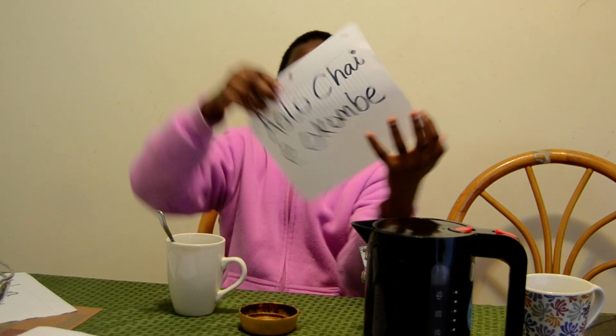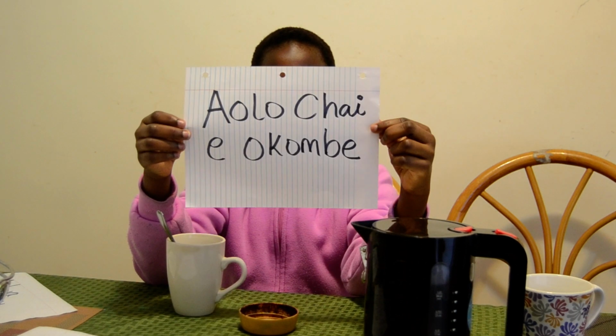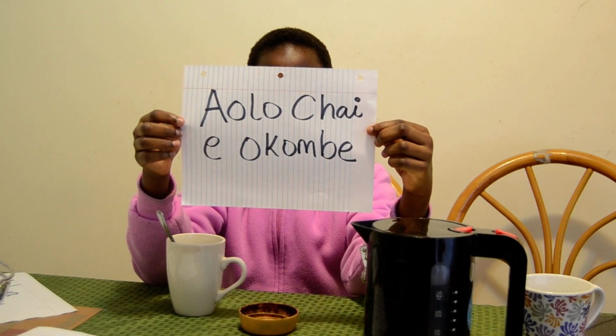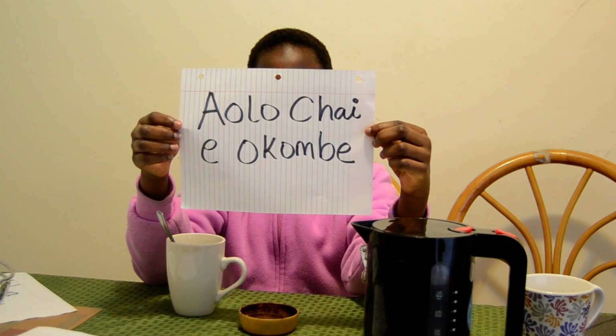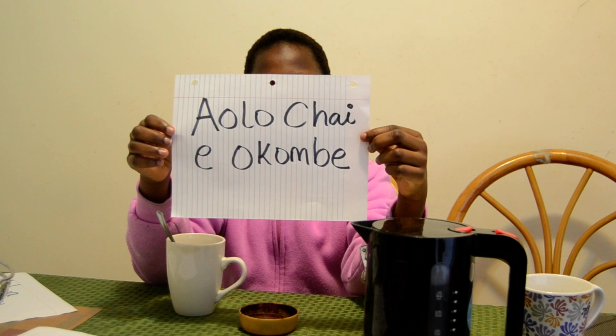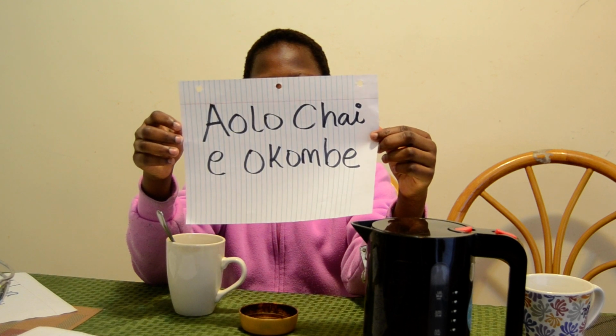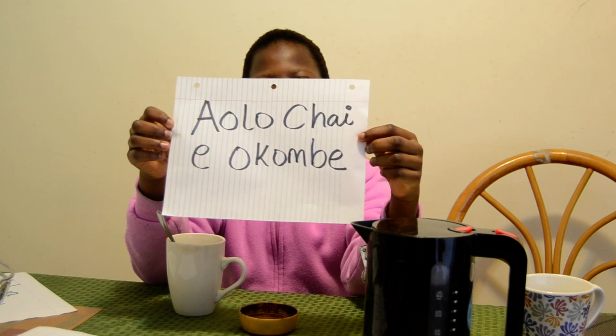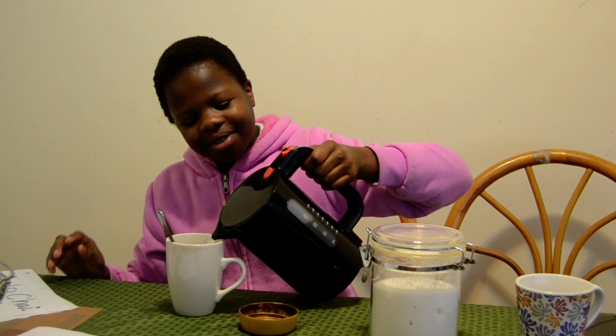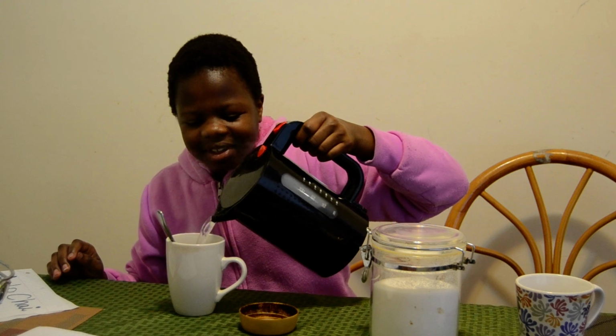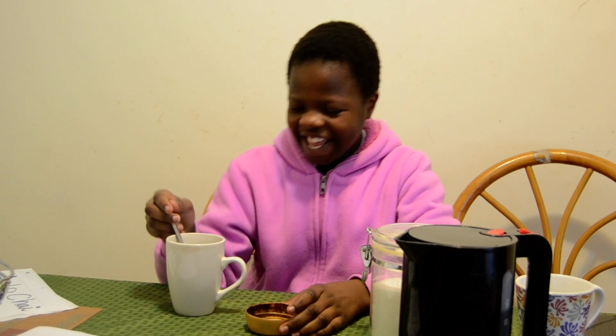Now the next slide is aolo chai e okombe. So that means I'm pouring tea into a cup. So Nikki will take tea and pour it into a cup. Oh, that's water. It's okay. So I'm pouring tea into a cup. We still have the other things.